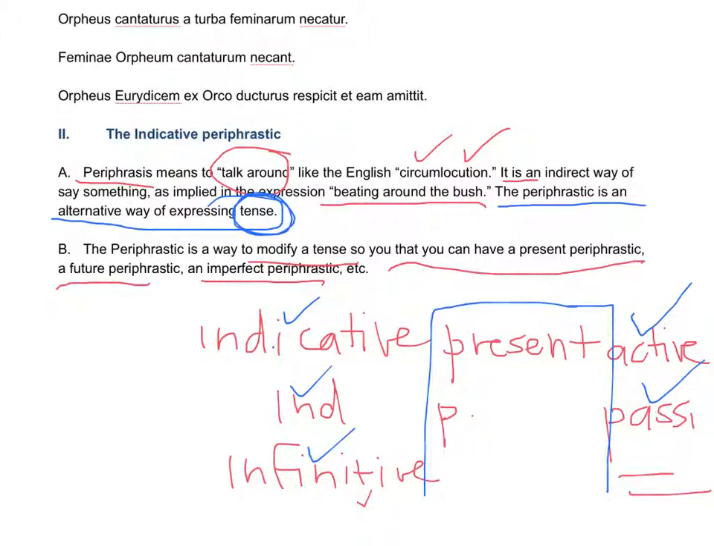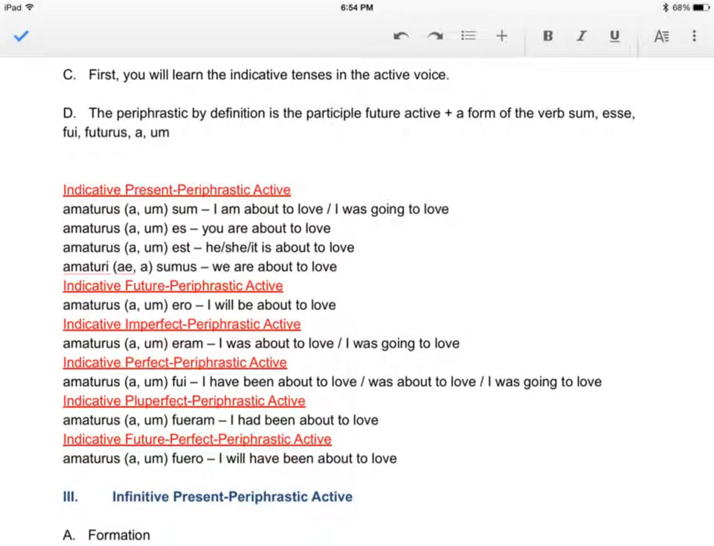You can have the regular present or you can have the present periphrastic. You can have the regular future or you can have the future periphrastic. You can have the regular imperfect or you can have the imperfect periphrastic, and so on. That's what the periphrastic is in words. It's easier to see what it is in action. So first you'll learn how to conjugate the indicative tenses in the active voice, and then you'll learn the infinitive. So the indicative comes first.